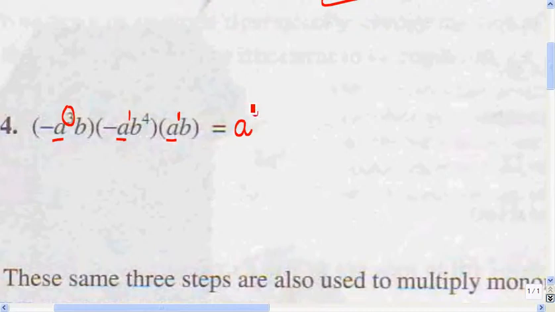A to the 5th. And then we're going to look at the B's. 1 plus 4 is 5, plus 1 is 6. So B to the 6th power.